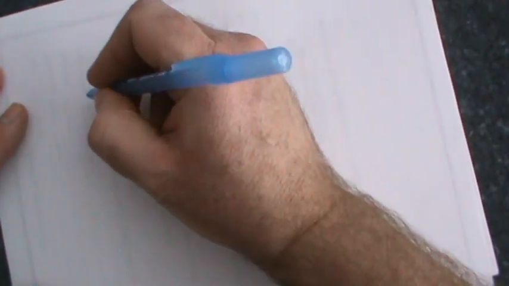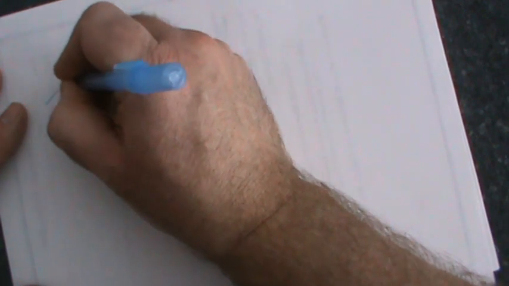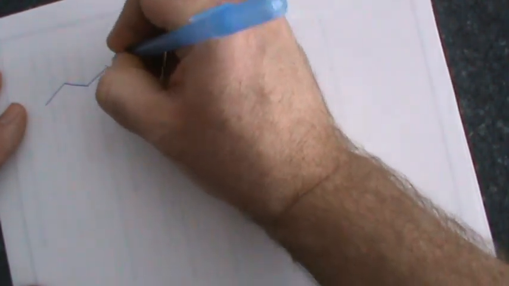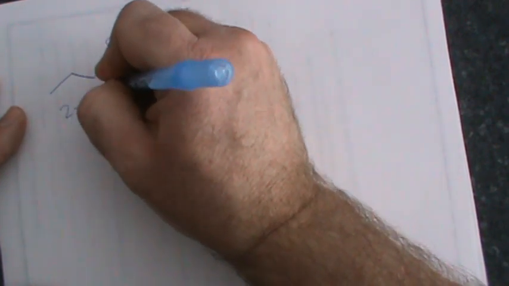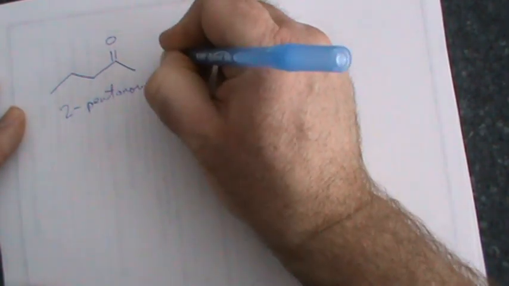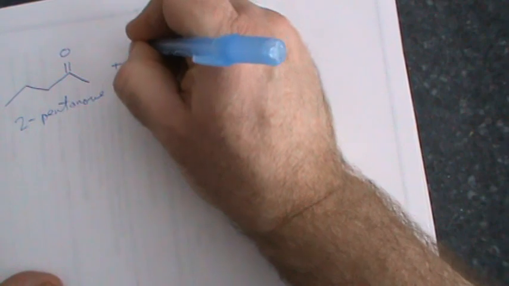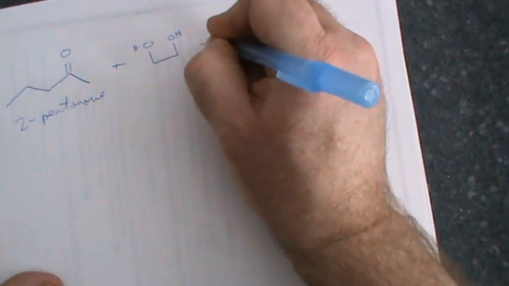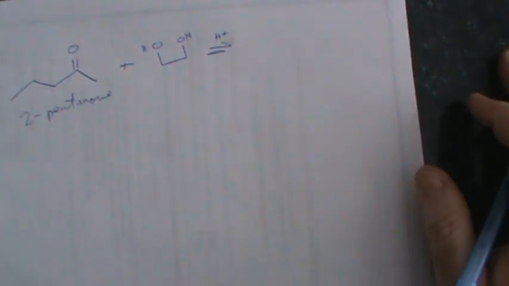So let's do some predict the product problems and ultimately talk about how we could use this acetal forming reaction in a synthesis problem. But first, predict the product problems. So let's go to a ketone. In this case, it is a 2-pentanone. And let's add some cyclic diol. Let's go with ethylene glycol under acidic conditions, and let's predict what the acetal product would look like.